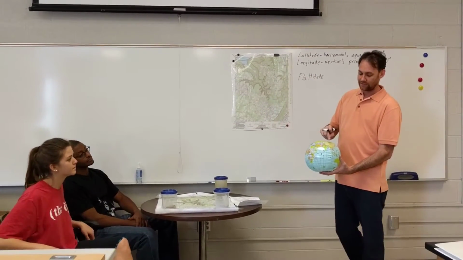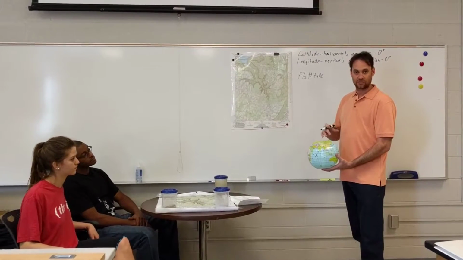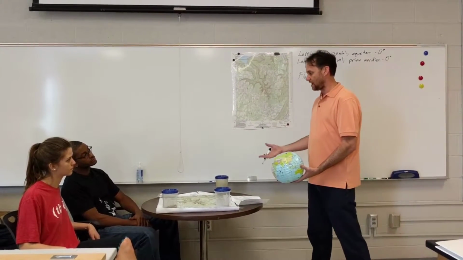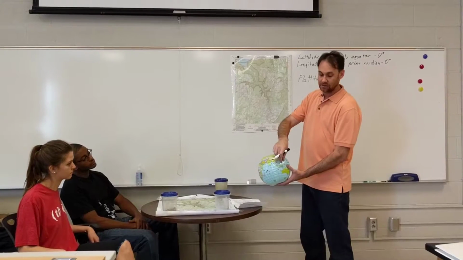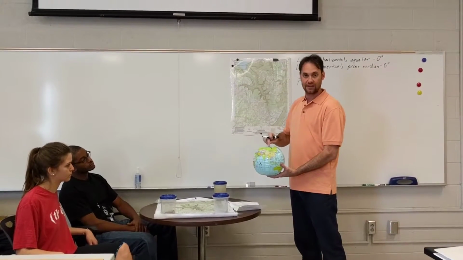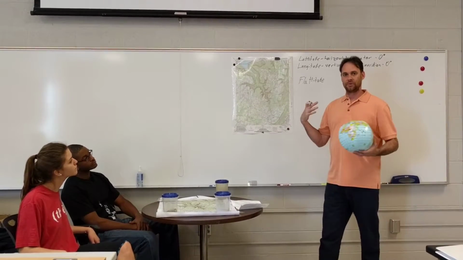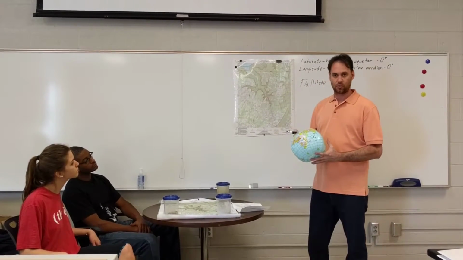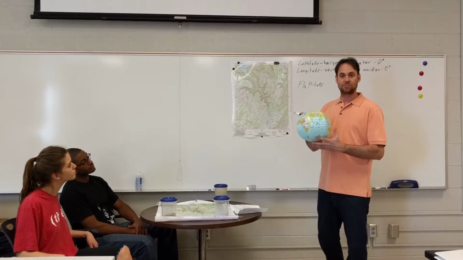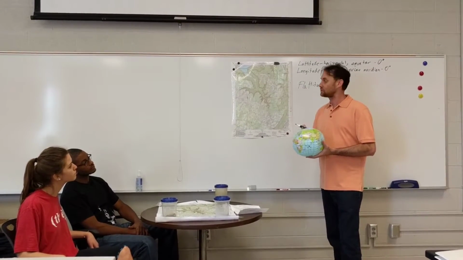So even though we have the same degree difference as far as distance goes, we don't have the same area covered because the longitudinal lines converge at the poles. So that's just something that you guys need to be able to use to visualize how this works. The reason that happens is because, again, we're on a spherical surface.